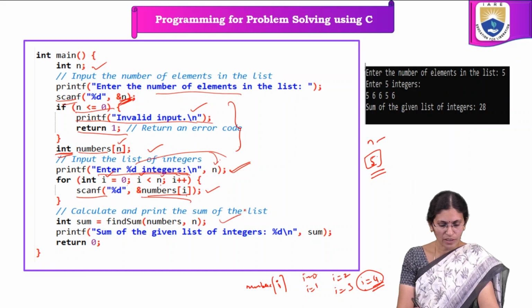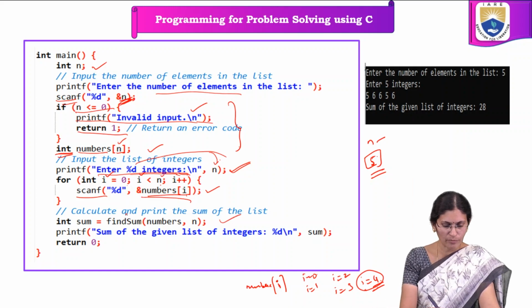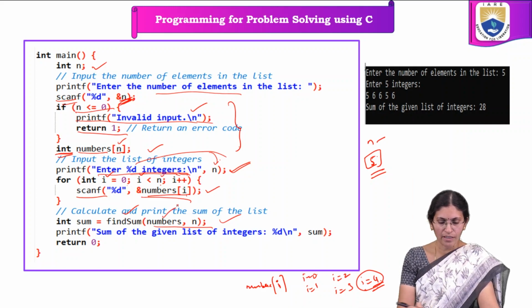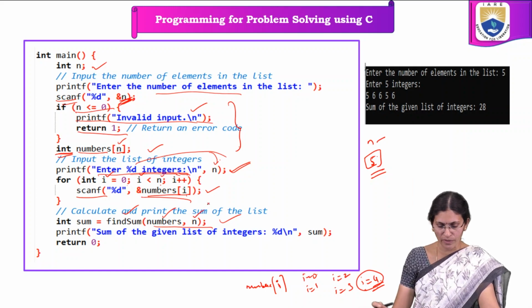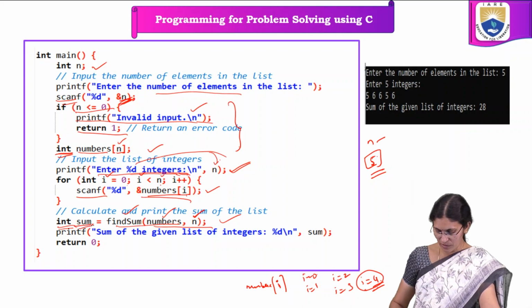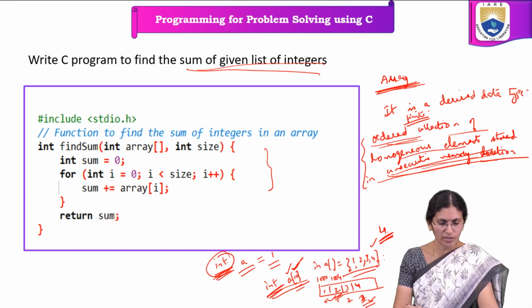Next, after that, we are calling the function. The name of the function is find_sum, and we are passing 2 parameters. We can directly pass the name of the array as an argument, and the other parameter is the size of the array. The return type of this function is an integer value, which is assigned to the variable sum.